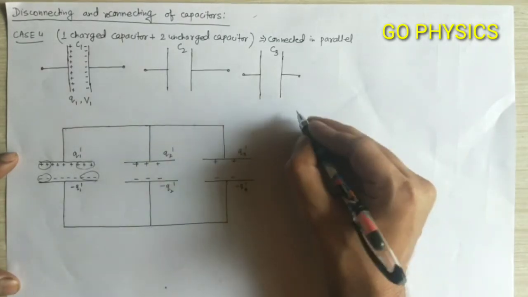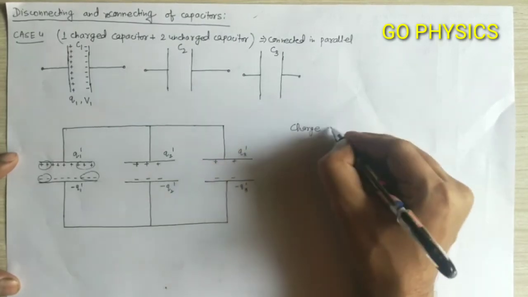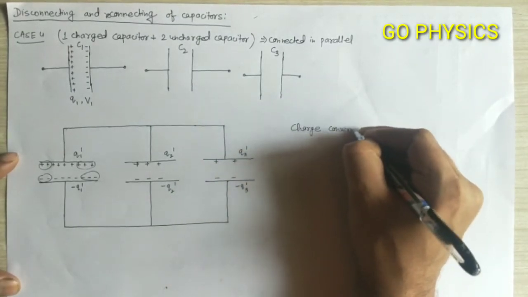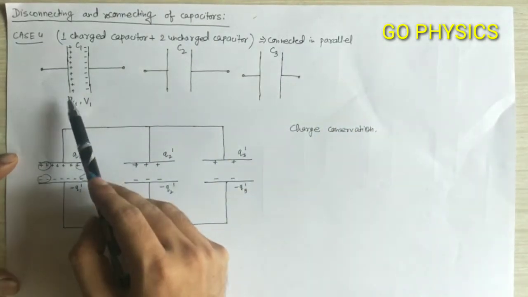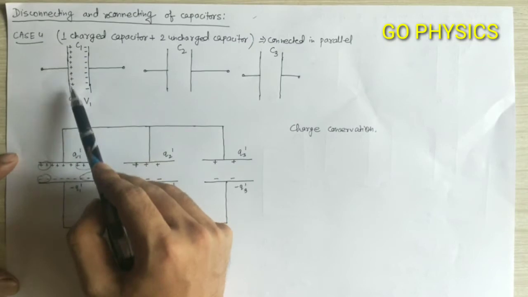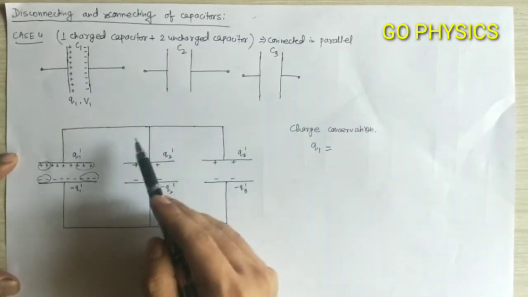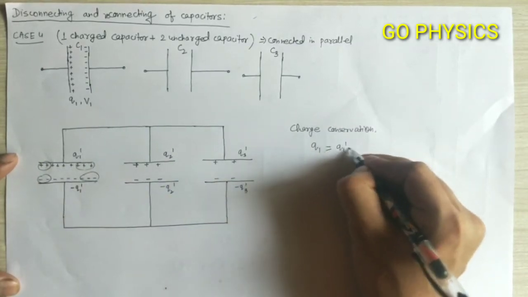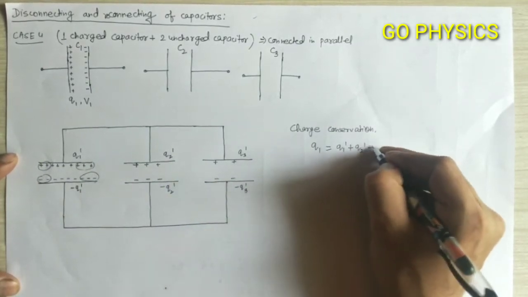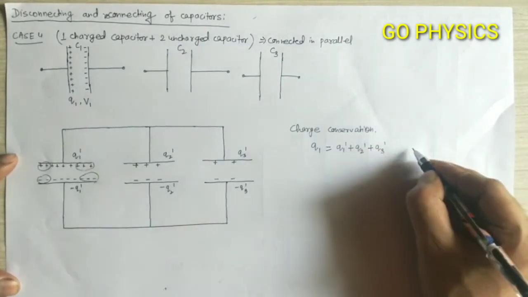First, from charge conservation, we can see that the total initial charge, that is Q1 here, is equal to the total final charge on all the positive plates, that is Q1 equals Q1 dash plus Q2 dash plus Q3 dash. So here we got one equation.